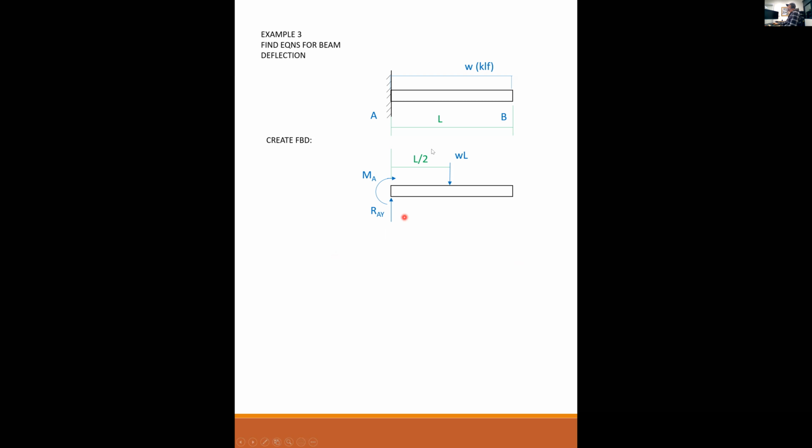The reactions for a fixed cantilever beam are a vertical reaction and a moment reaction at the end. To find the reactions, I'm going to sum my moments about A. The resultant of my uniform load is W times L, and the moment arm is L over 2. Therefore, my reaction moment is minus WL squared over 2. The vertical reaction is equal to W times L, so my reaction at A is WL, and it is upward.